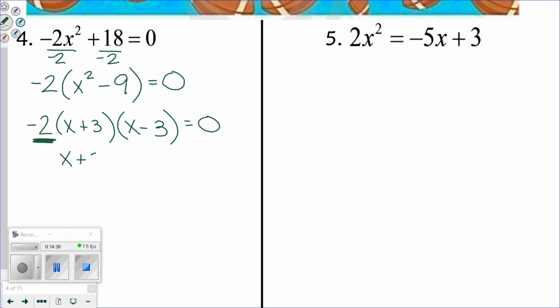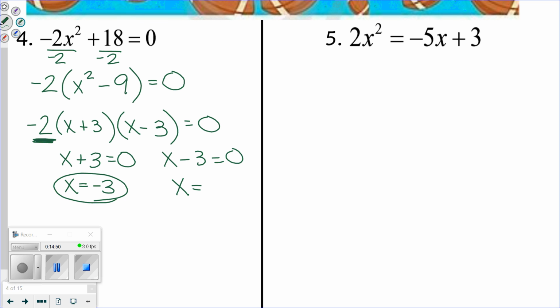So we set each factor then equal to 0. And we solve. So what does x equal? Baby brother would give her. Wow. That was a little dark, but okay. Good. x equals negative 3 and 3.